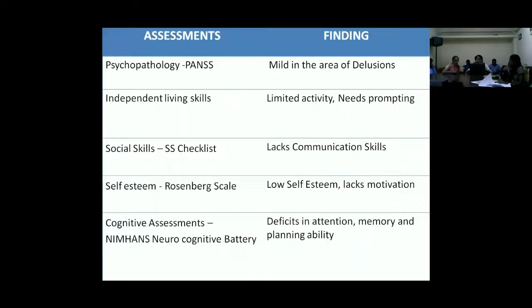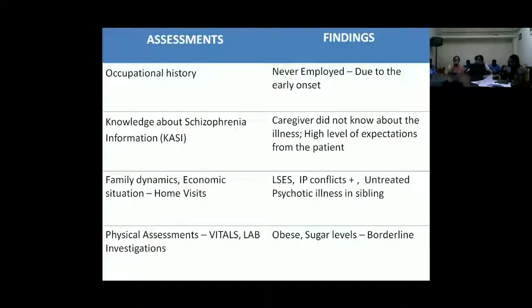The following were the assessments done at intake. Psychopathology severity was mild, mainly in the area of delusion. He also had low self-esteem. The independent living skills were poor and he needed prompting to do any activity. He had poor communication skills. There were both subjective and objective impairments in cognition. His occupation history revealed that he had never been employed and had never tried to get a job because he wanted the symptoms to settle first.